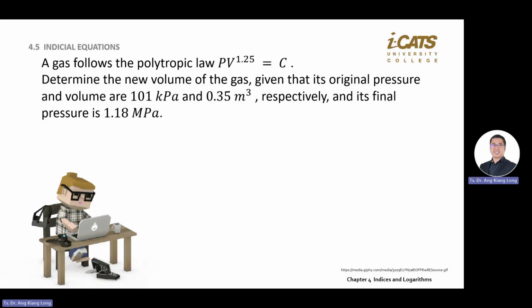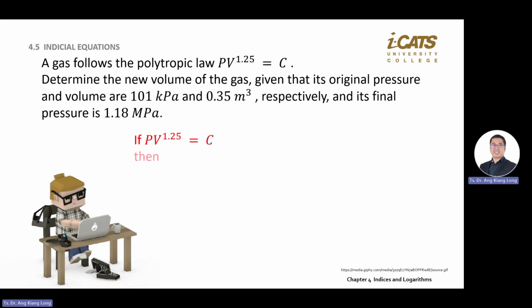Okay, this is another example. You have something with the law PV^1.25 = C. Determine the new volume. You are given the parameters: pressure is given, V is given, and find the final pressure. This kind of question, how do you do it, if you are given the cases, P and V? This is a bit tricky.